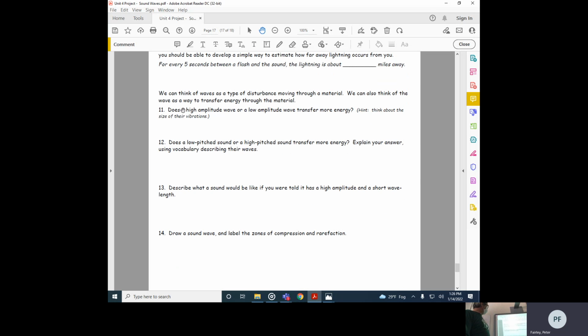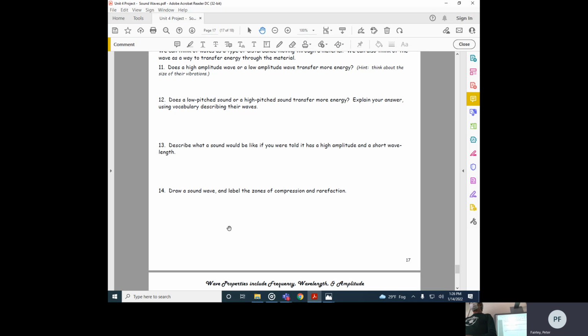Then we're going to go down, and I want you to notice on 11 and 12, they both have to do with the amount of energy in sound waves. So think of the wave as a disturbance moving through a material, like in that video of the tuning fork I started class with. Did that seem like a disturbance moving through the material? Okay. We can also think of a wave as a way to transfer energy through the material. And I want you to just think for yourself, do you think loud or quiet sounds would have more energy? Do you think high pitch or low pitch would have more energy? That's all you have to do for 11 and 12.